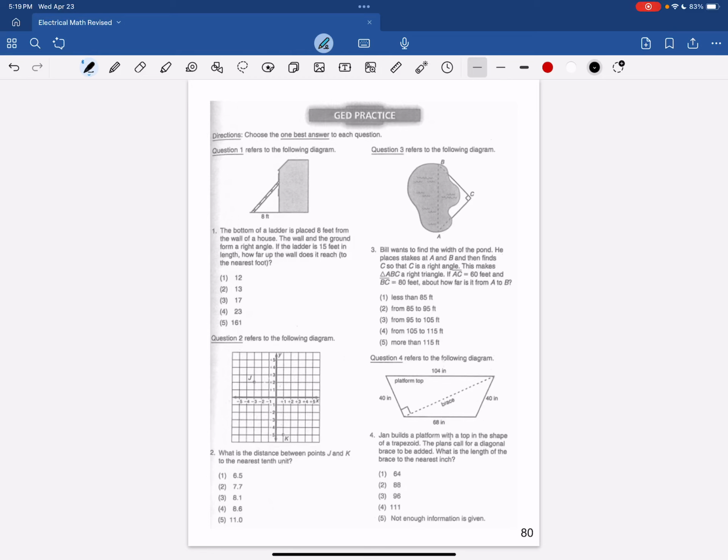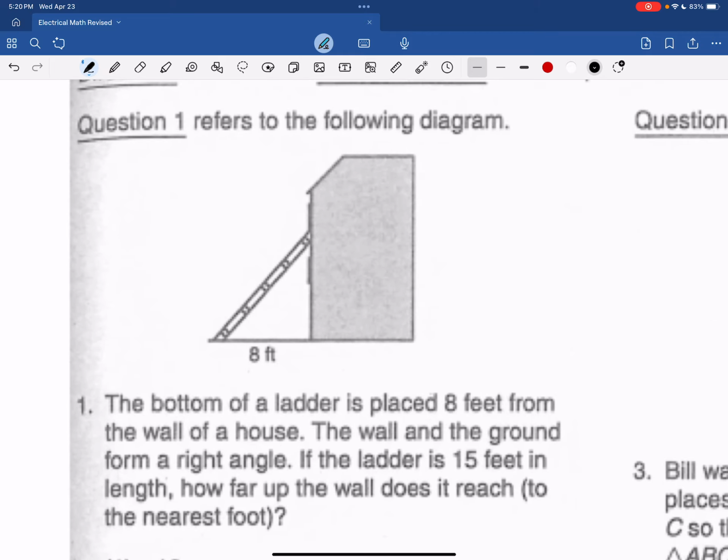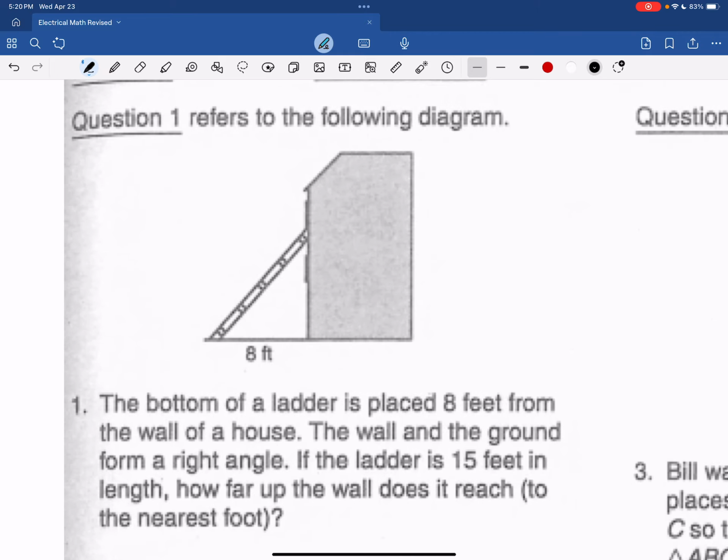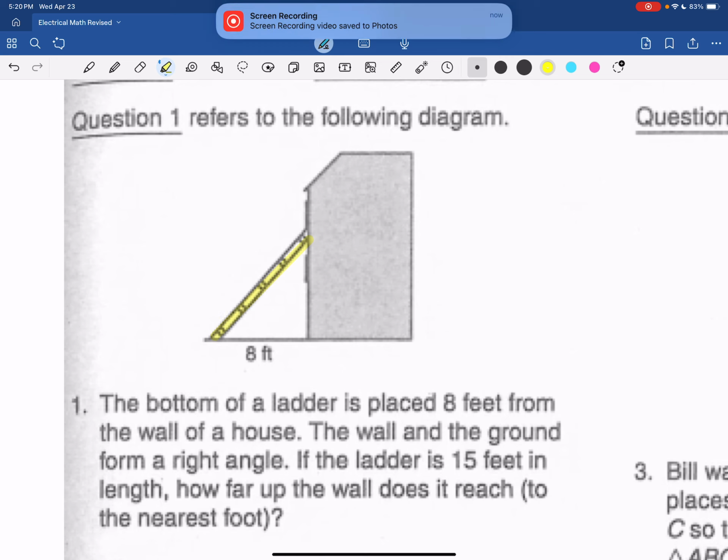Page 80. Choose the one best answer to each question. And question 1 refers to the following diagram. We have a ladder that's leaning up against the house. So that ladder is the hypotenuse because there's the right angle.